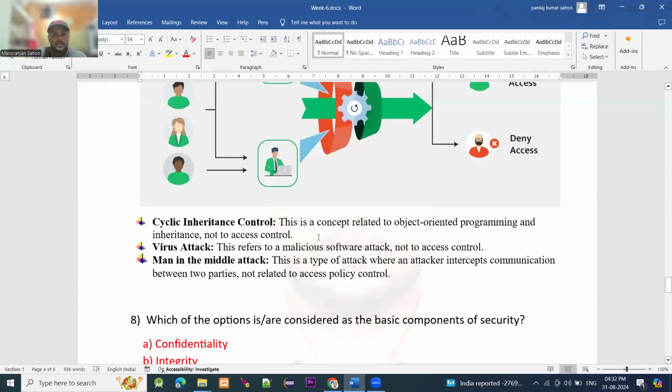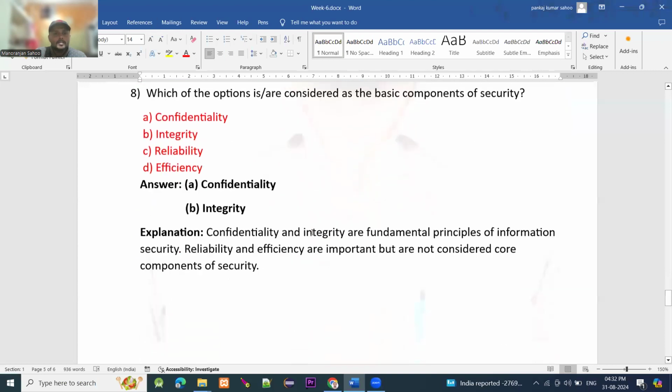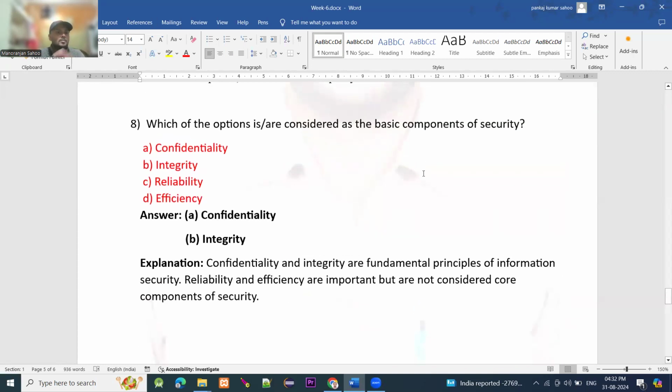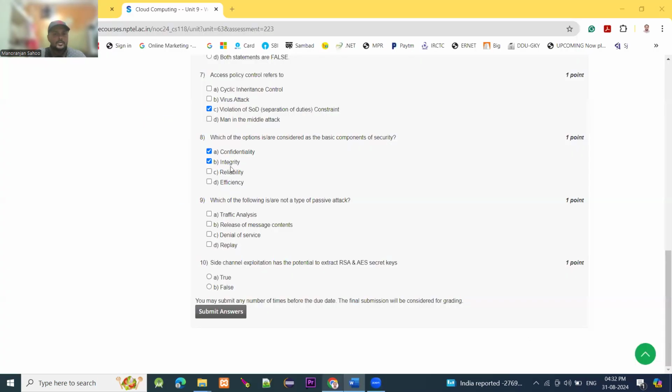Why are they the basic components? Because confidentiality and integrity are the fundamental principles of information security. But here, reliability and efficiency are important, but not considered the core components of security. As they are not core components, they do not come under the basic components of security. So confidentiality and integrity come under the basic components, which is option A and option B. We may choose option A and B.